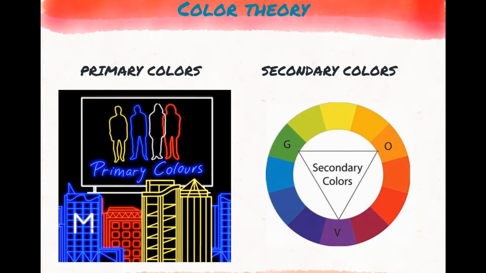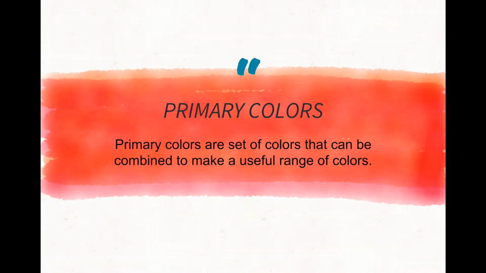There are two types of color in the color theory. The first one is the primary colors and the second one is the secondary color. Primary colors are sets of colors that can be combined to make a useful range of colors. For human applications, three primary colors are usually used. Since human color vision is trichromatic, primary colors are divided into primary color additive and subtractive.